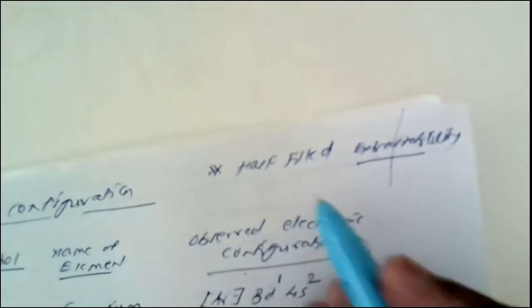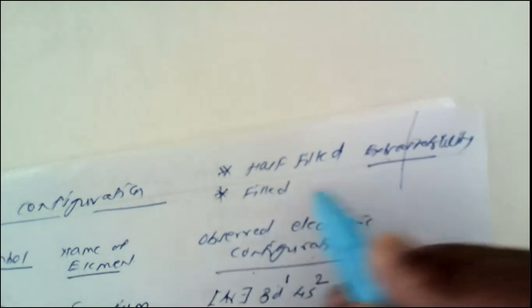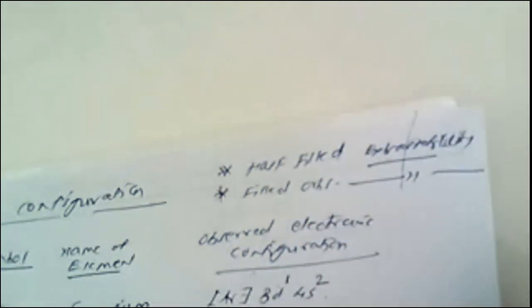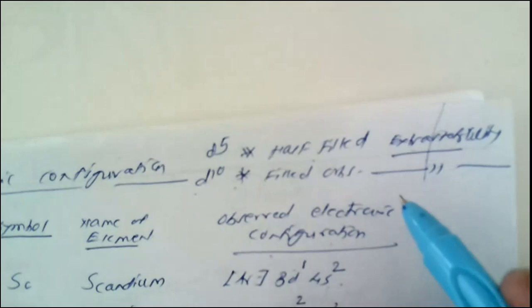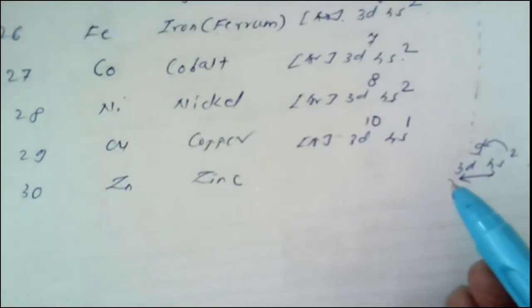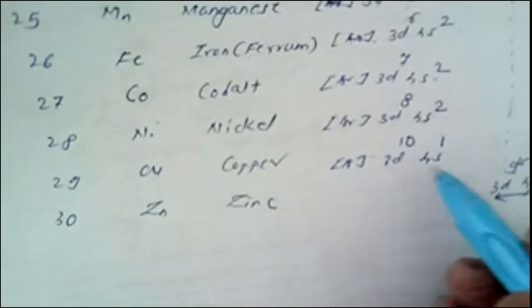Again, we have to apply one rule that completely filled orbitals have extra stability. Half filled orbitals are also having extra stability, that is d5, and completely filled orbitals, that is d10. These orbitals have extra stability. So the exchange of electron takes place to offer the extra stability associated with completely filled orbitals.